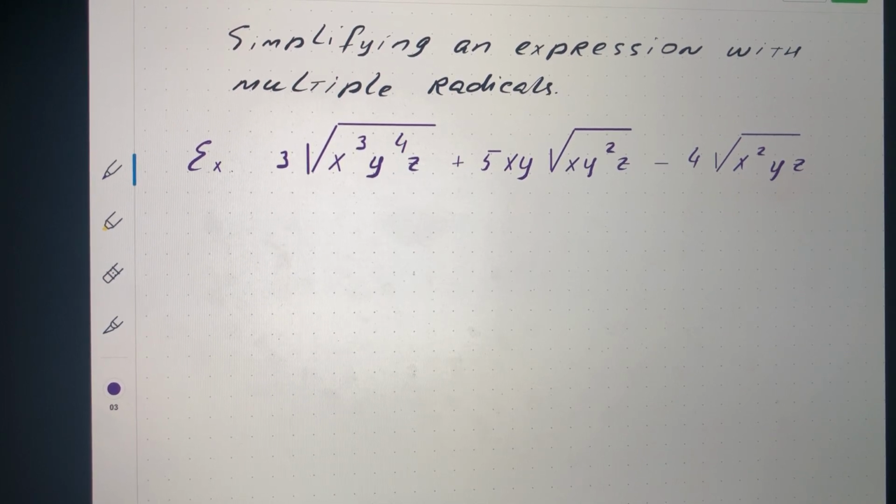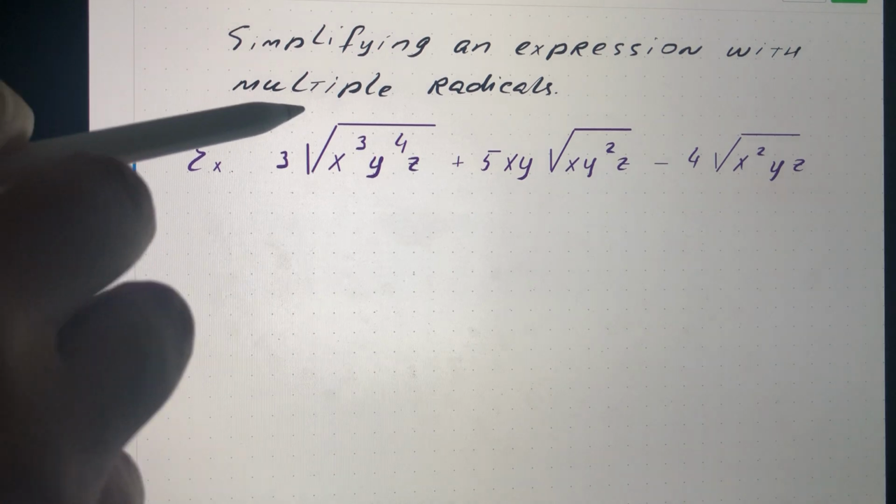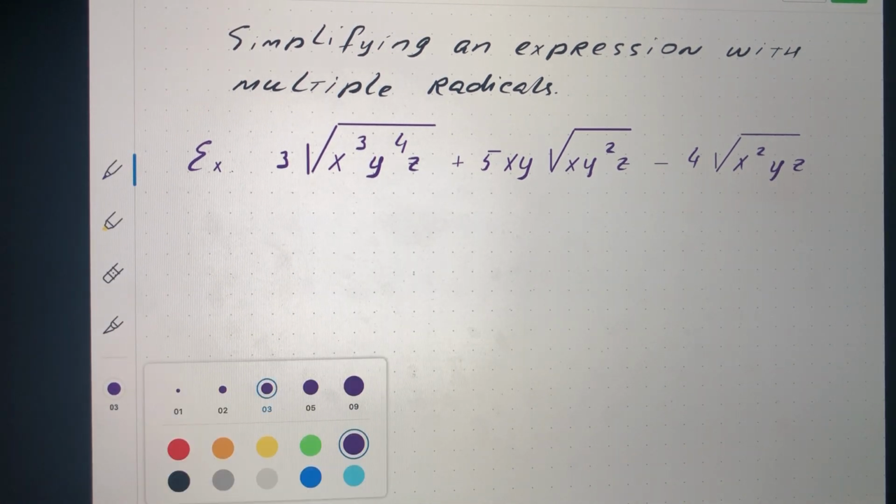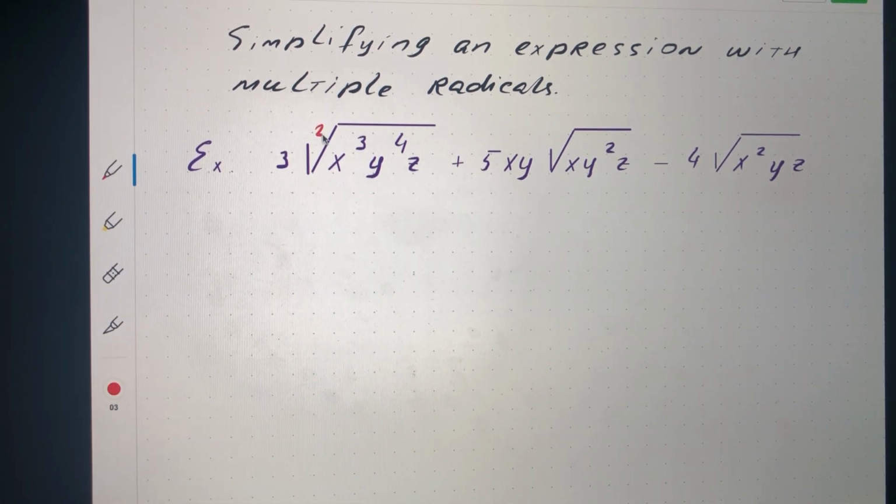Hello, this note is about how to simplify an expression that has more than one radical or root. Now, if there is no number, then it's a square root, meaning it's a 2. But we don't write the 2. We just remember that it will have 2 as a root number.